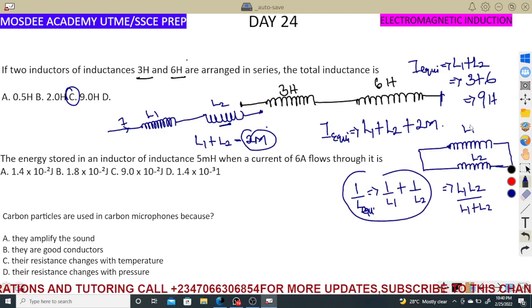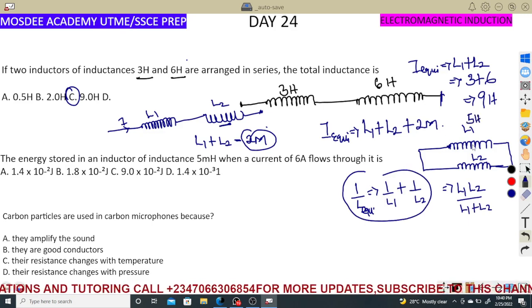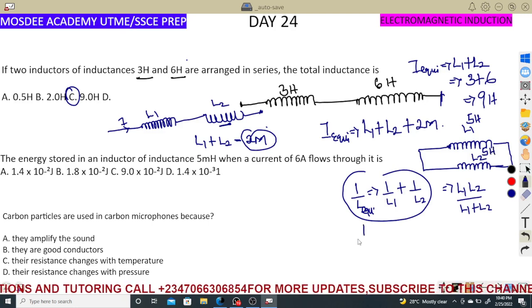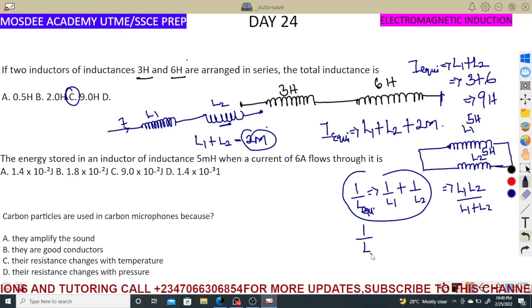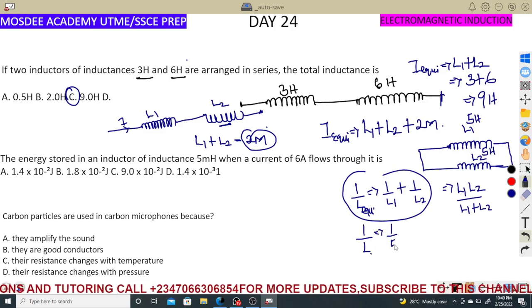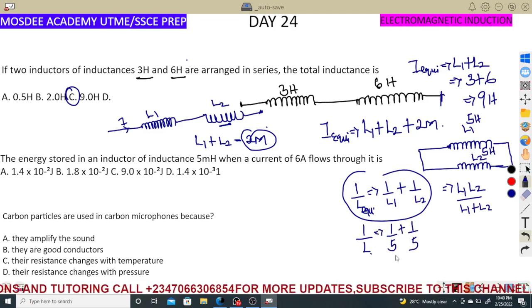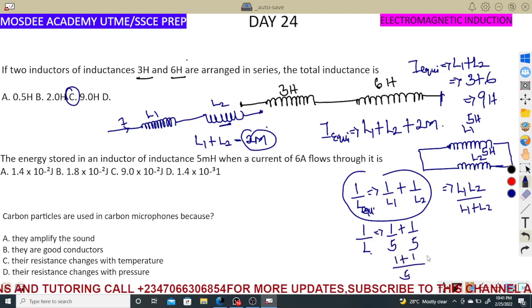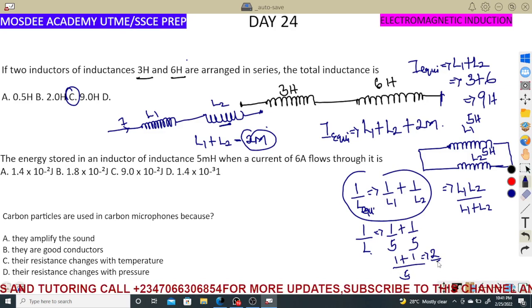Let me give you an instance. If this one is 5 H and this guy is 5 H, you are going to say the equivalent is 1 over L. Equivalent means the total equals 1 over 5 plus 1 over 5. What do you do? LCM. LCM is what? 5. 1 plus 1. I hope students know that's 2 over 5.